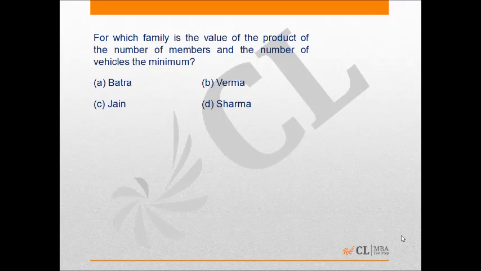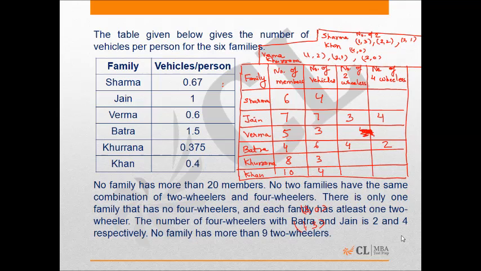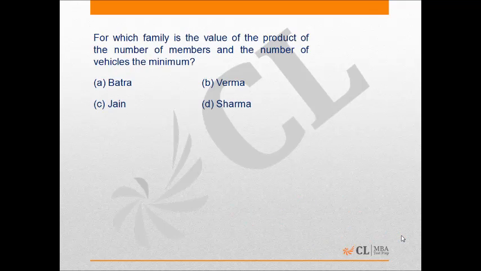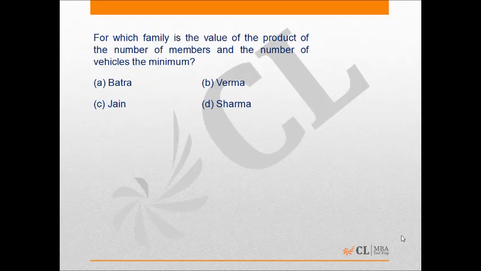Now if I come to the next question, for which family is the value of the product of the number of members and the number of vehicles the minimum? Now this is very obvious with the data. If you look over here for the Verma family, the multiplication of the number of members, that is 5, into number of vehicles, that is 3, 15 would be the lowest. So my answer should be option B.